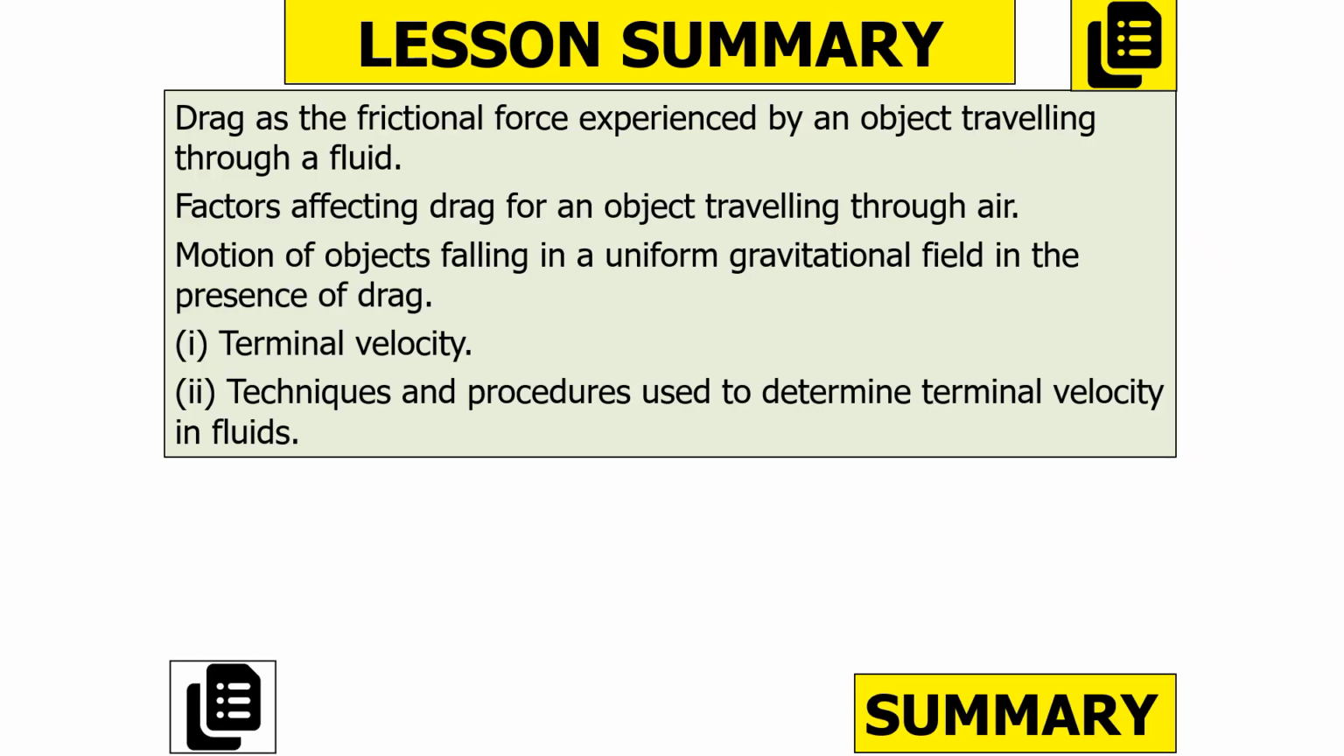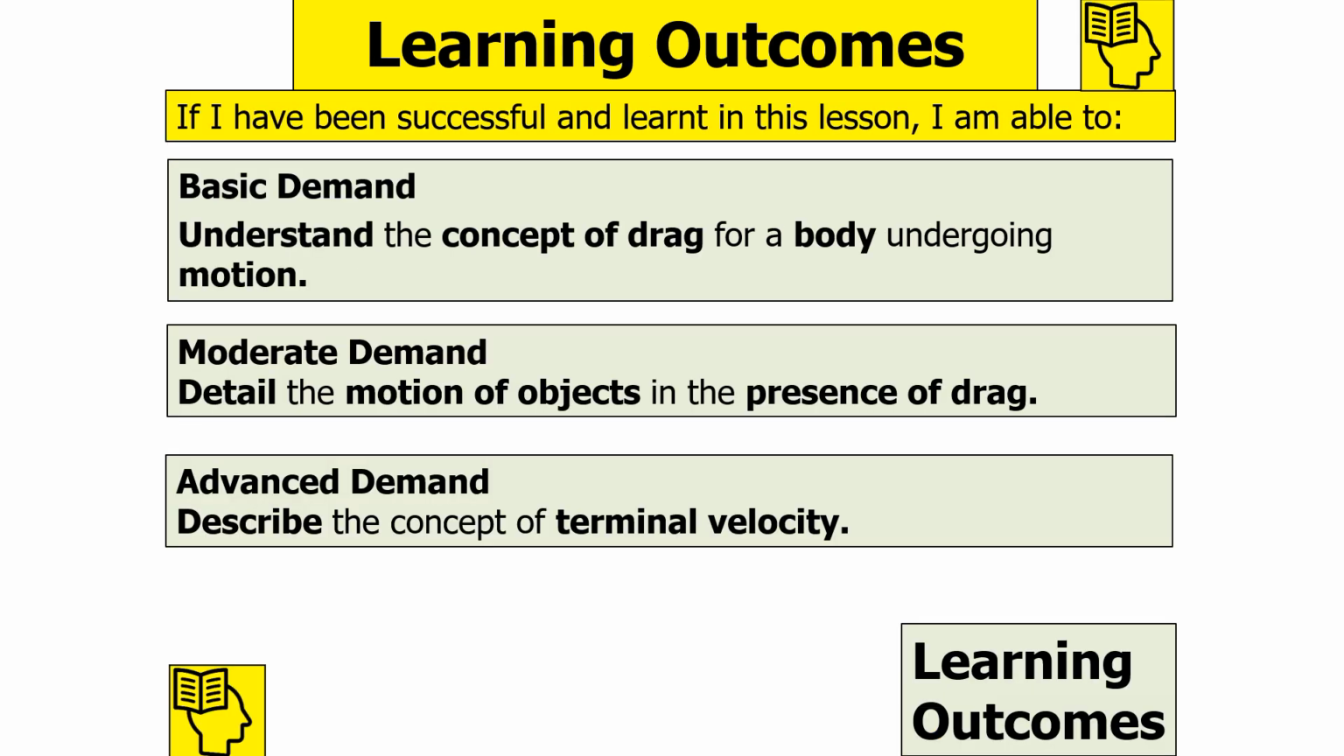So to summarise what we've looked at in today's lesson, we've looked at drag as the frictional force experienced by an object travelling through a fluid, the factors affecting drag for an object travelling through the air, and the motion of objects falling in a uniform gravitational field in the presence of drag. We've looked at terminal velocity and the techniques and procedures used to determine terminal velocity in fluids. If we've been successful, we should be able to understand the concept of drag for a body undergoing motion, detail the motion of objects in the presence of drag, and describe the concept of terminal velocity.